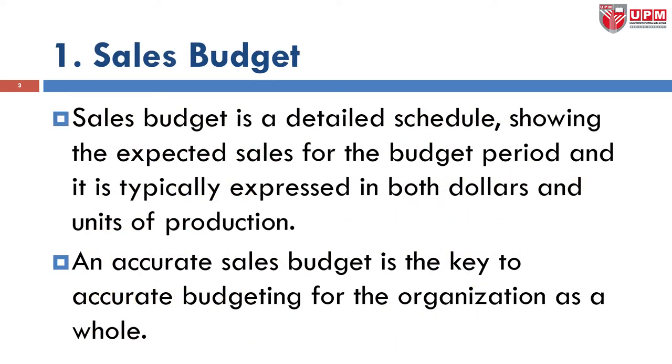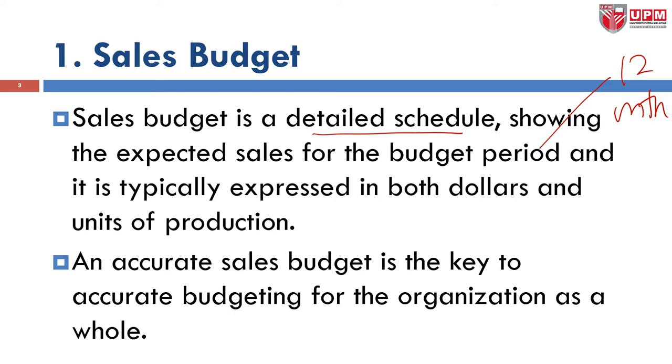What is a sales budget? Basically, a sales budget is a detailed schedule. It shows the expected sales for the budget period, normally within 12 months. And it is typically expressed in both dollars and units of production. So you need to know what is the expected revenue in the sales budget, as well as how many units are going to be produced.